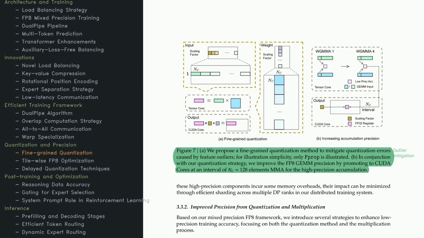Next, the paper describes fine-grained quantization to handle outliers. It works on smaller segments, such as 128 elements, to reduce errors when dealing with extreme values. CUDA cores at these intervals keep precision tight, especially in FP8. Combined with distributed training, this method stays both memory-friendly and robust.